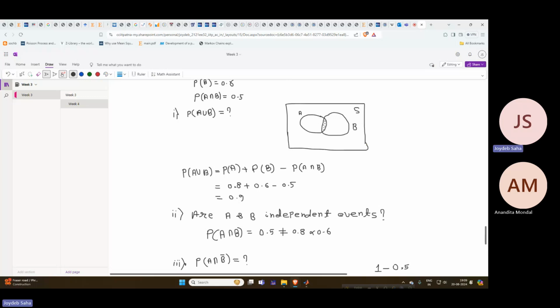A intersection B means this area. Now what is B complement? B complement means all the areas except event B, this, right? Now if we say A intersection B complement, B complement means this whole area, and A means this area, right? So A intersection B complement will give us this area only.